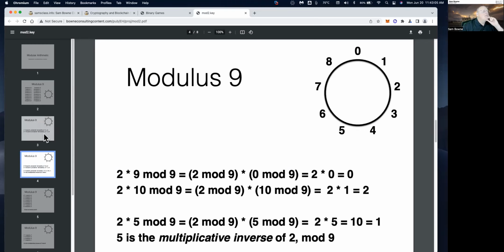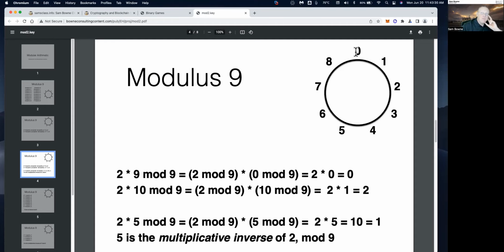Now, so when I multiplied 2 times 9 mod 9, 2 times 10 mod 9, I got 2. Now, suppose I take 2 times 5 mod 9. That's 2 mod 9 times 5 mod 9. That's 10. That's 1. So that means 2 times 5 is 1. 5 is the multiplicative inverse of 2.